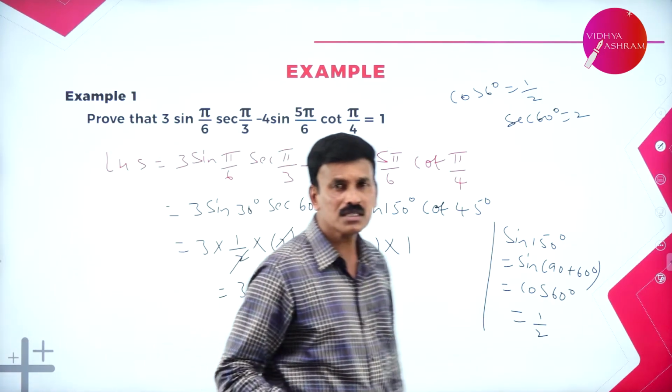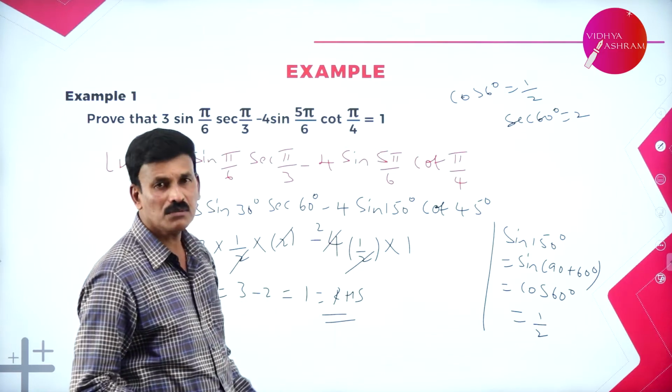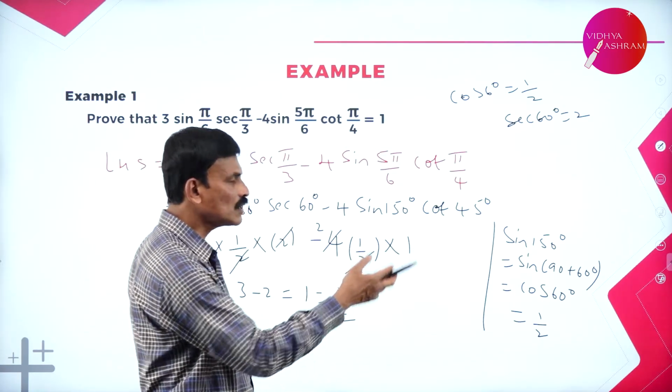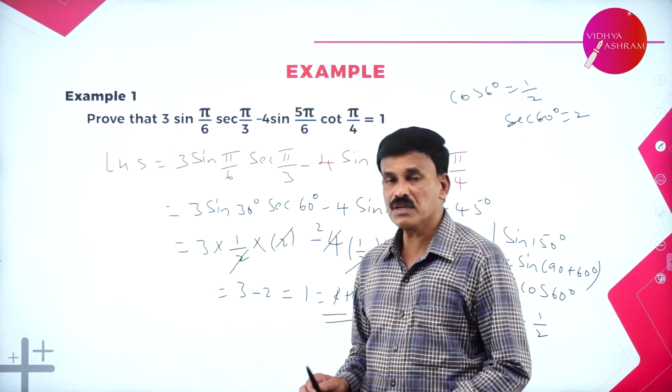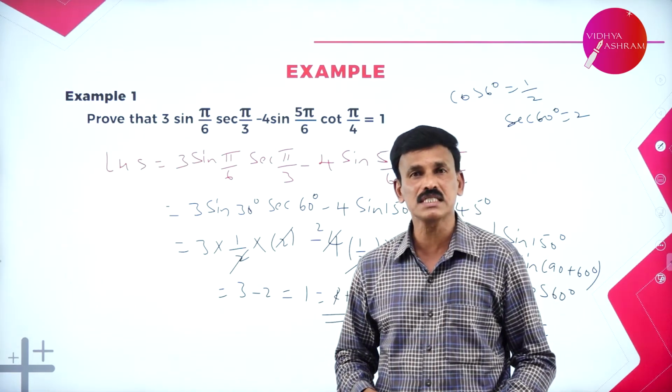That's it. So the required answer is 1. Just substitute the values of standard angles and use allied angles for this. 150 can be written as 90 plus 60. Sin(90 plus theta) is cos theta. Cos 60 is equal to 1 by 2. That's it. Suppose if the values are other than standard angles like 0, 30, 45, 60 and 90.